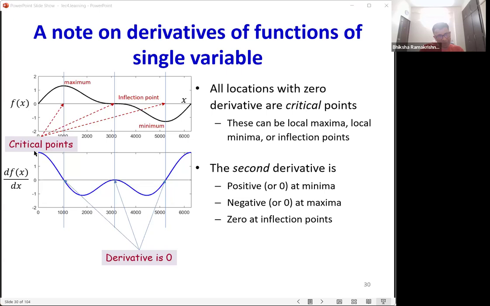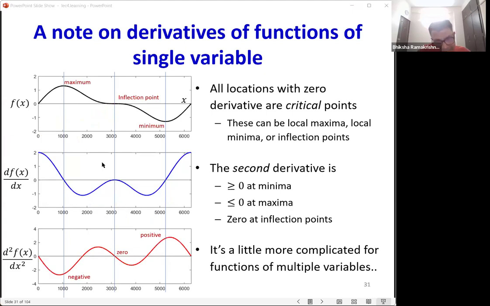At the maximum, the derivative goes from being positive to negative. At an inflection point, at this inflection point, the derivative is always negative. It's just that its magnitude reduces and then increases again. So it goes from being negative and goes back to being negative. And then at the minimum, the derivative goes from being negative to positive. But then at inflection points and at maxima and minima, the derivative is going to be 0.